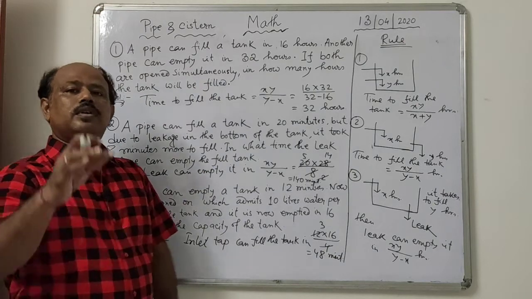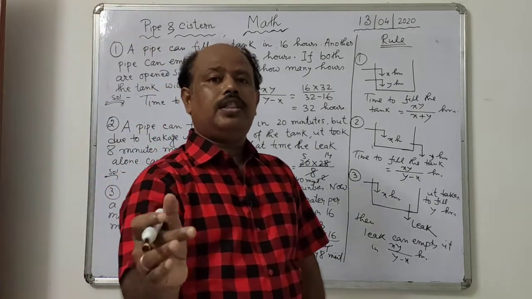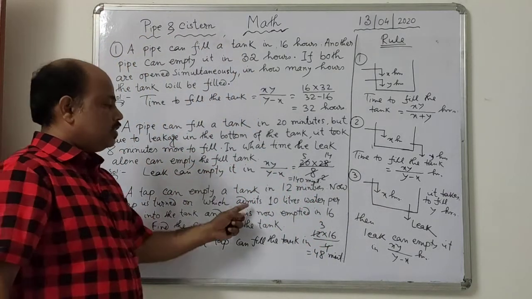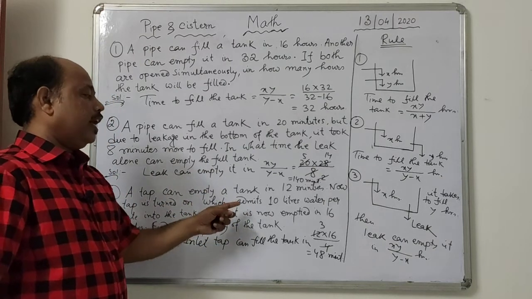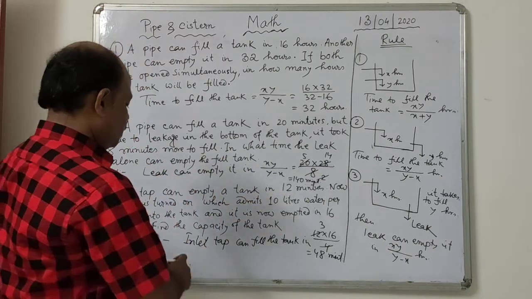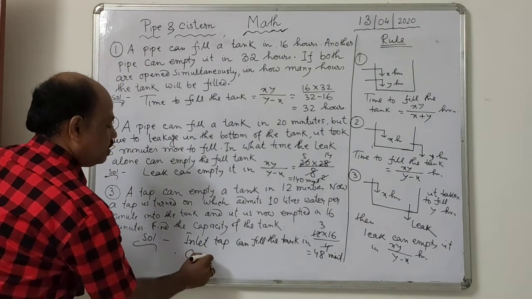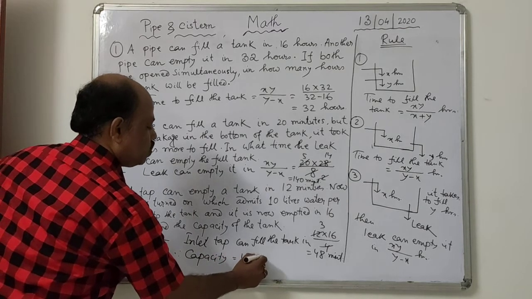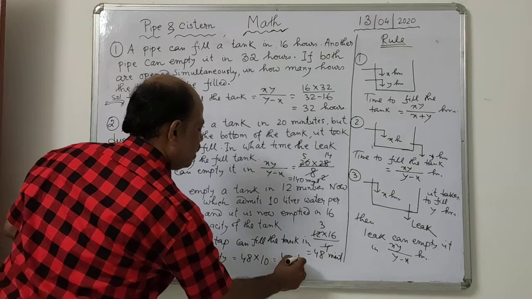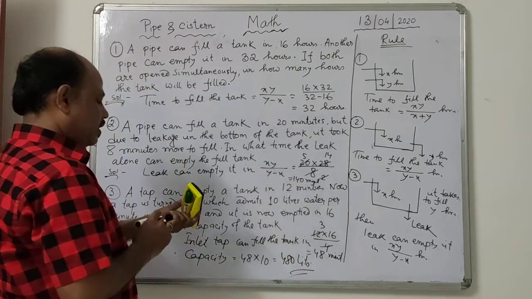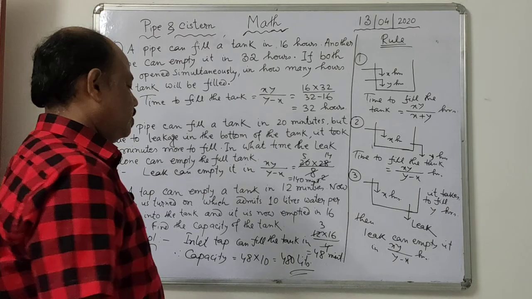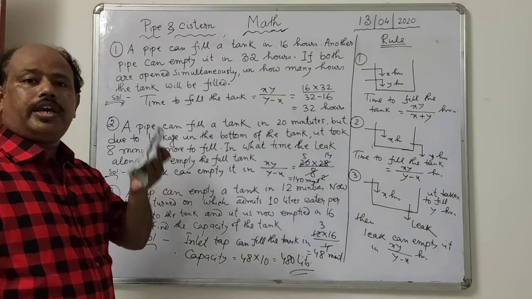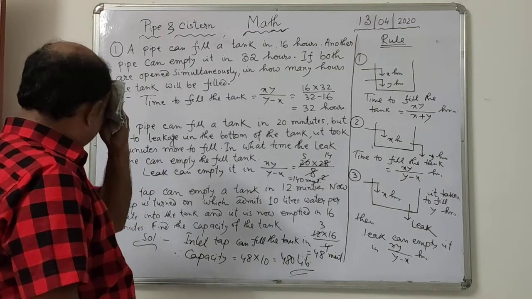Therefore, inlet tap can fill the tank in 48 minutes. And you know very well that the inlet tap can admit 10 liters per minute. Therefore, you can find the capacity of the tank is equal to 48 into 10, that is 480 liters. 480 liters. Therefore, we have already solved 3 questions, right?